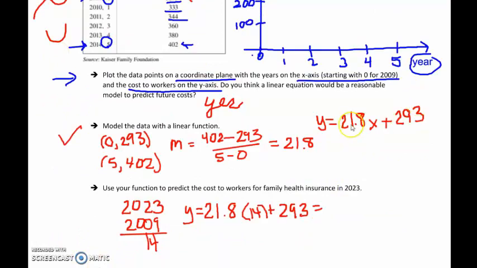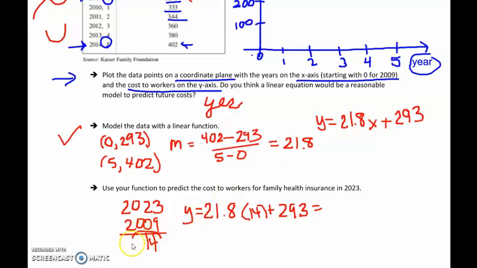Okay, so looking at the very last question, it says use the function to predict the cost to workers in 2023. So you first have to determine, well, what year is 2023? And you do that by subtracting 2023 minus year 0, which was 2009. That means when we get out to year 14, if we kept extending this graph out and got to year 14, that would be 2023.